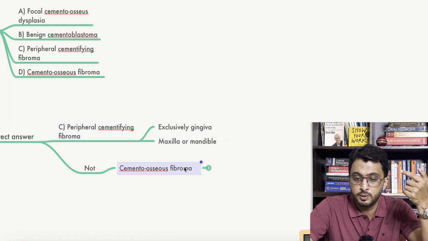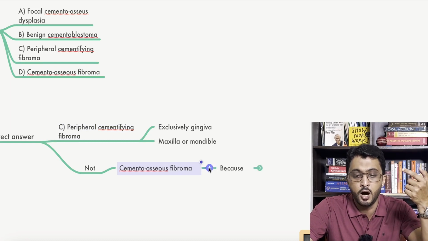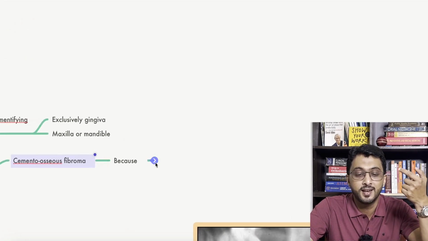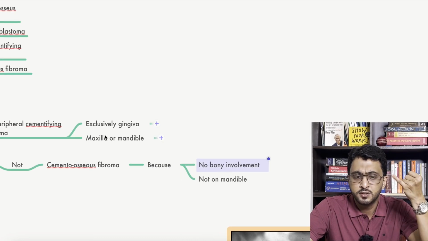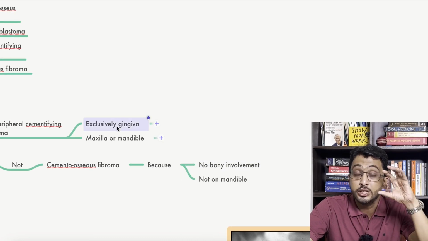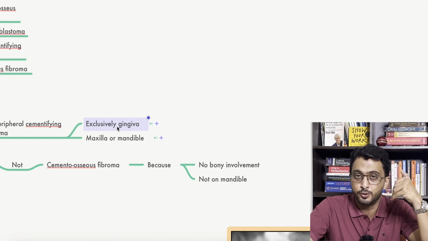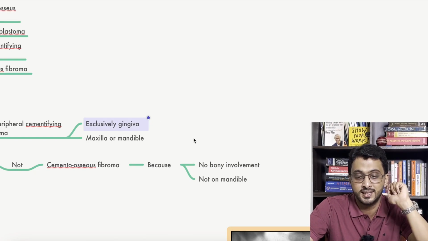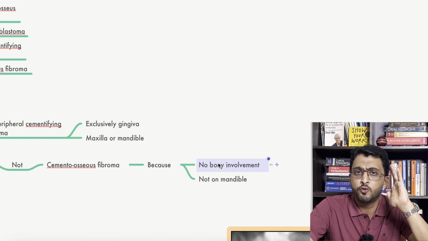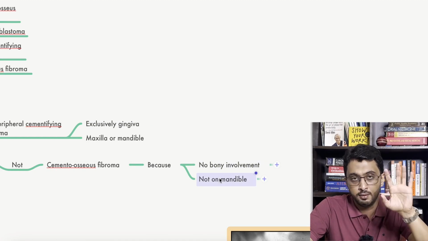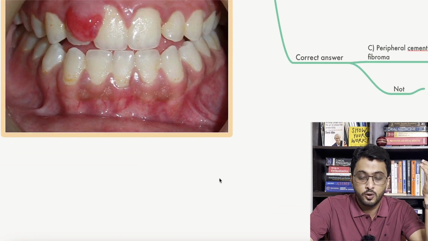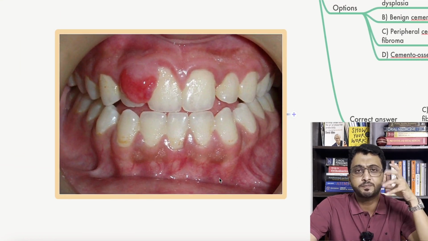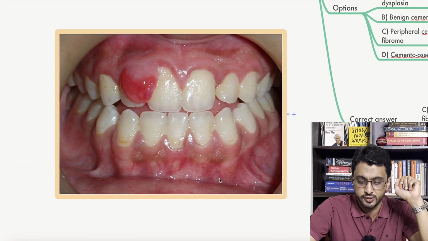Okay, it is not cemento-osseous fibroma because, what is that? Yeah, no bony involvement. That means it's purely on gingiva. Though histologically you see some bone, I'll come to that question also. There's a question they asked there. No bone involvement as such, not on mandible. That's typically differentiating these two lesions. So that is all about these lesions and differential diagnosis.